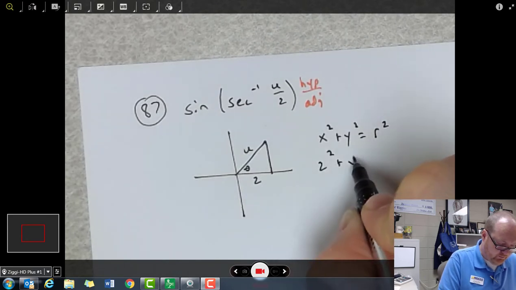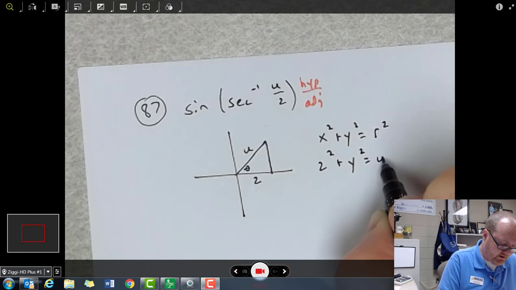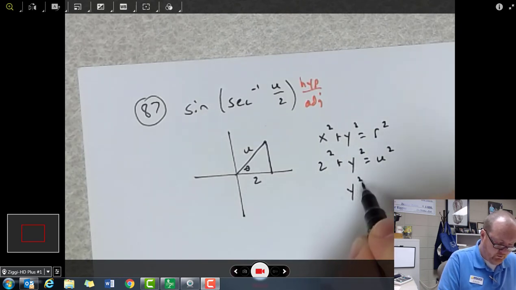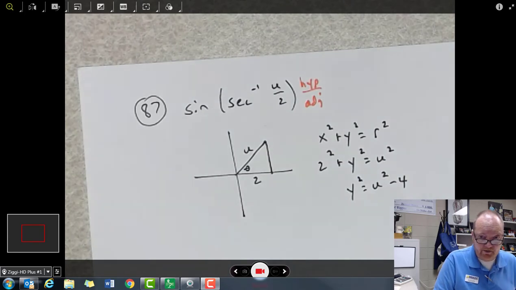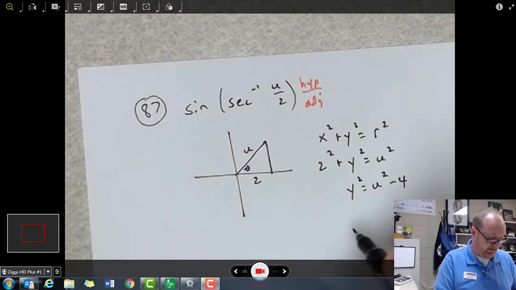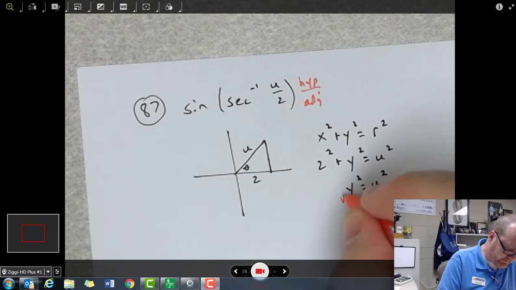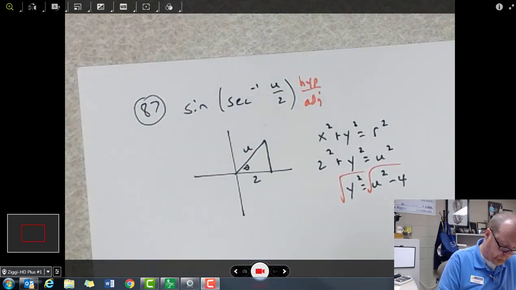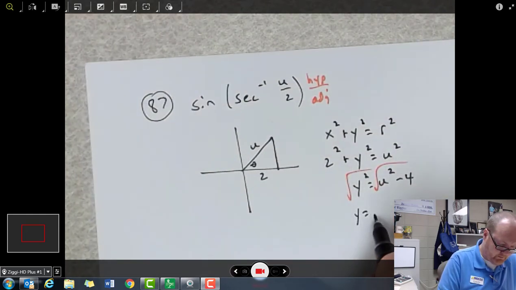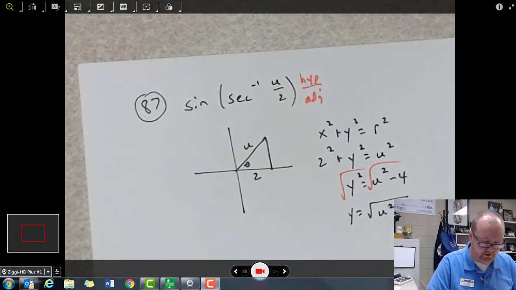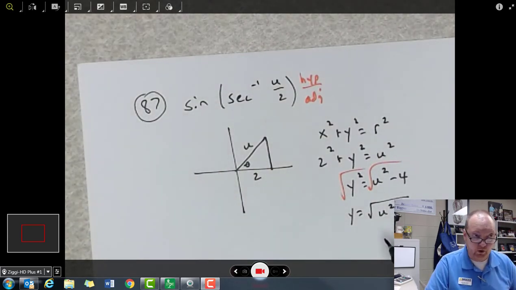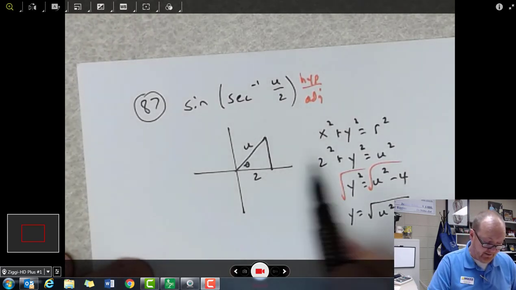2 squared plus y squared equal to u squared. Y squared is u squared minus 4 when I multiply all that out and solve for y. And then again, the square root of each side. Once more, I can't take the square root of u and the square root of 4 because it's one quantity and it's the square root of all of that. So that's my opposite side.